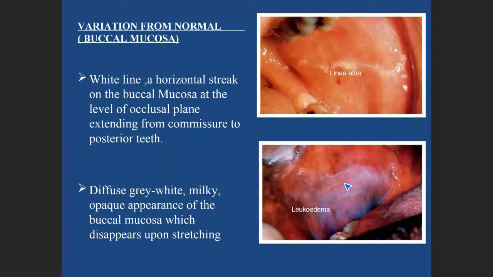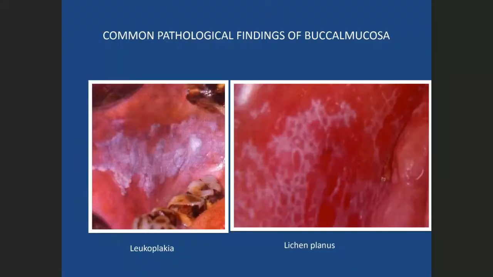Leukoedema appears as a faint translucent membrane, and when you stretch the buccal mucosa, this will disappear completely. Also, you see Fordyce granules in the buccal mucosa. So all these three are normal variations. These are some of the pathological findings, leukoplakia and lichen planus, which you see in the buccal mucosa. But you see these even in the palate, lips, tongue, anywhere it can be seen.